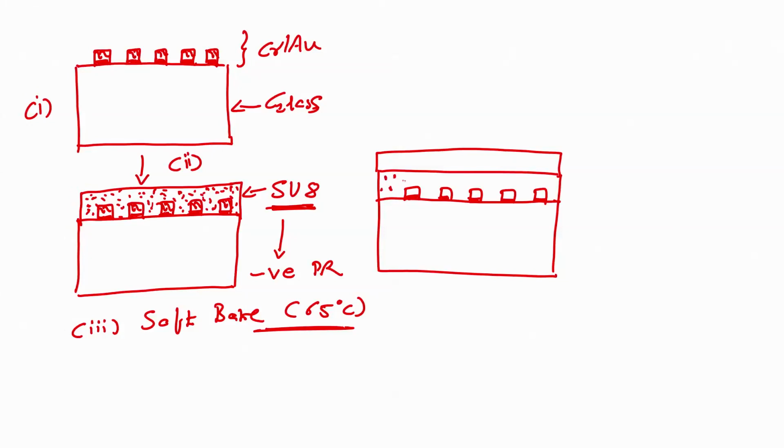SU8 is a negative photoresist. So, now SU8, chrome gold, and this is a mask. So, in case of negative photoresist, what will happen? The area which is not exposed will become weaker. The area which is exposed will become stronger, right.